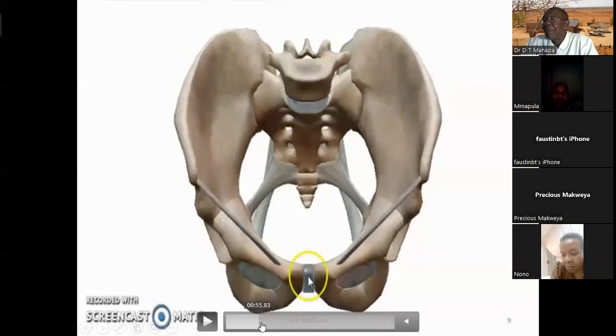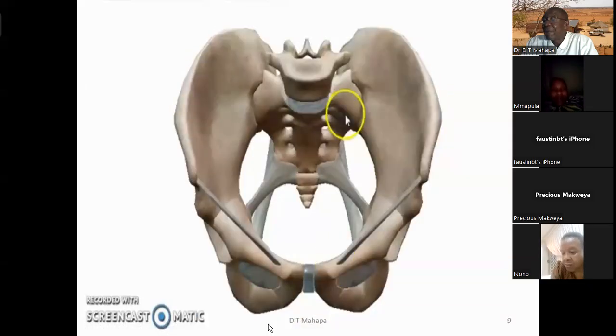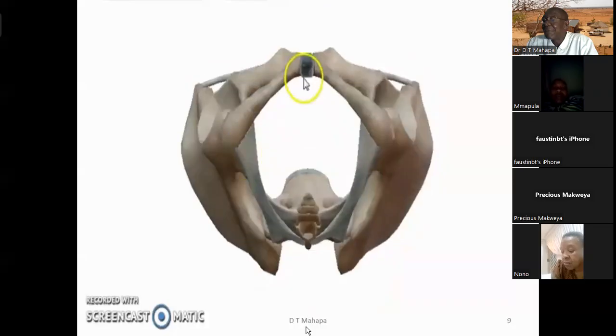If you look at the pelvic bone like this, it looks like a basin. You can turn it upside down like this. Below here, it looks like a diamond-shaped structure. We'll discuss that diamond-shaped structure when we come to that.